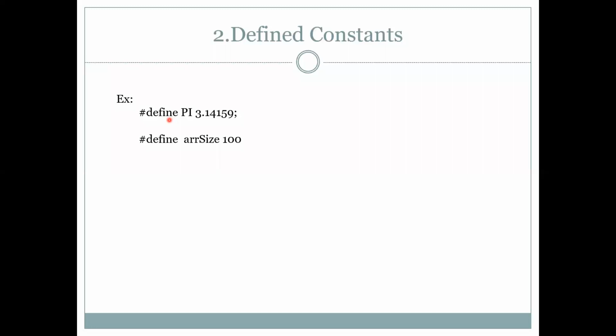So here, with hash define pi 3.14159, this variable pi will be accessible throughout your program. Why? Because we are declaring this value of pi at the top of your program, at the start of your program. Generally we specify this at the beginning of the main program: we write the hash define and this value at the top of your program.